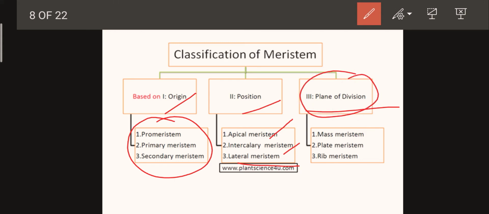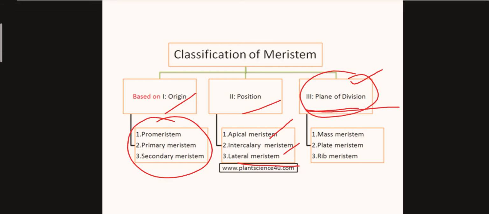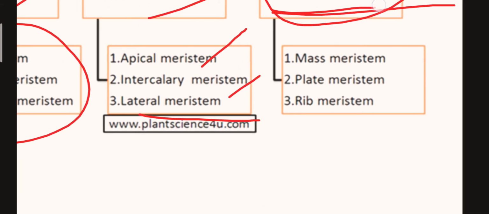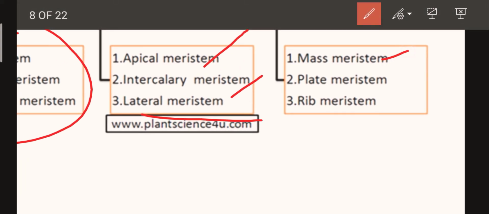Now this is the third parameter of classification, which is plane of division. Depending upon this type of division, there is mass meristem, in which the cells divide in each and every possible plane, preferably more than two, and generally in three planes. The result of this particular meristem is an increase in mass. Then plate meristem, where the cells divide in two planes, and rib meristem, where meristematic cells divide only in one plane.